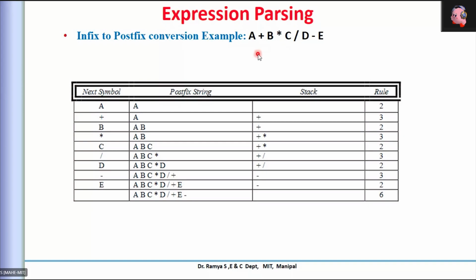Now this infix is nothing but the usual expression, but how am I going to convert it into postfix? You have certain examples here. You have the literal operands A, B, C, D, E. And remember, I have different precedence. There is a plus, and star is nothing but a multiplication. So what happens? I'm going to start with A here.